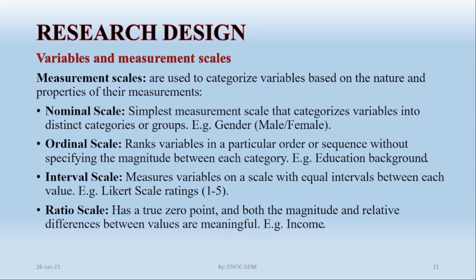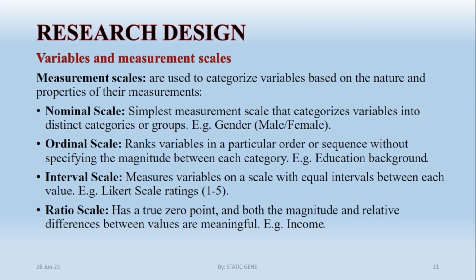Then you have what we call the interval scale. Interval scales are variables on a scale with equal intervals between them, like a Likert scale: very satisfied, satisfied, neutral, less satisfied, very dissatisfied. That kind of arrangement becomes a Likert scale.